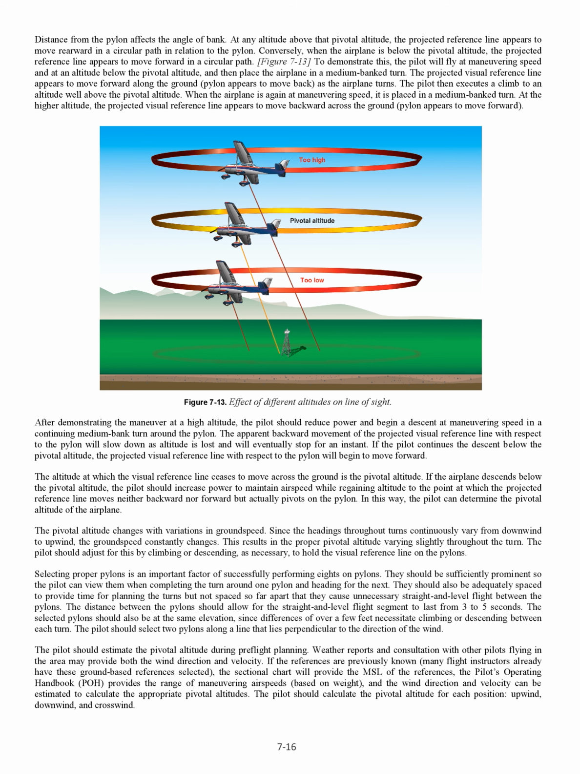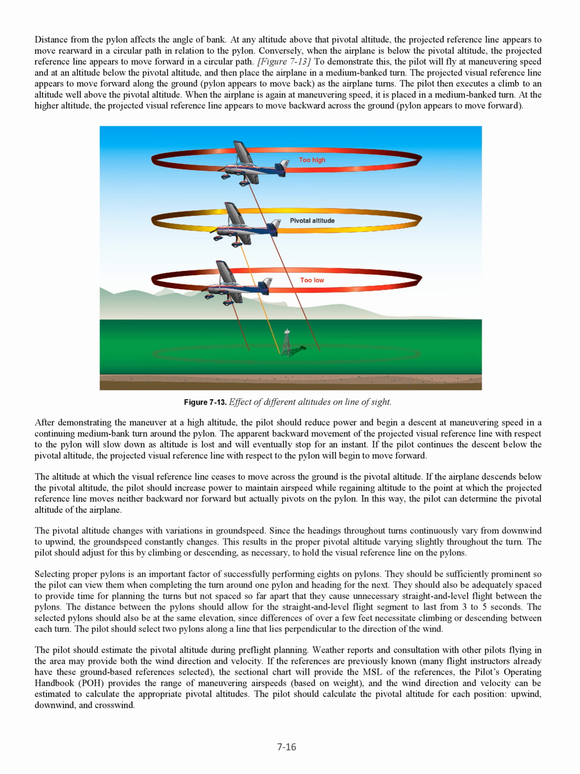Selecting proper pylons is an important factor of successfully performing eights on pylons. They should be sufficiently prominent so the pilot can view them when completing the turn around one pylon and heading for the next. They should also be adequately spaced to provide time for planning the turns, but not spaced so far apart that they cause unnecessary straight and level flight between the pylons. The distance between the pylons should allow for the straight and level flight segment to last from 3 to 5 seconds. The selected pylons should also be at the same elevation, since differences of over a few feet necessitate climbing or descending between each turn.